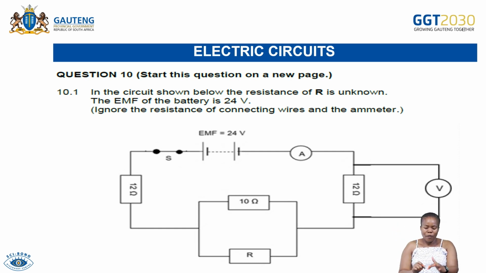Okay, so you have a switch over here. You've got the EMF, the potential difference supplied by the battery when no current is flowing. And then we've got 12 ohms. We've got 10 ohms that is placed in parallel with the unknown resistor R, and then you've got 12 ohms that is connected to a voltmeter, and then you've got your ammeter. All right, let's attack the questions.